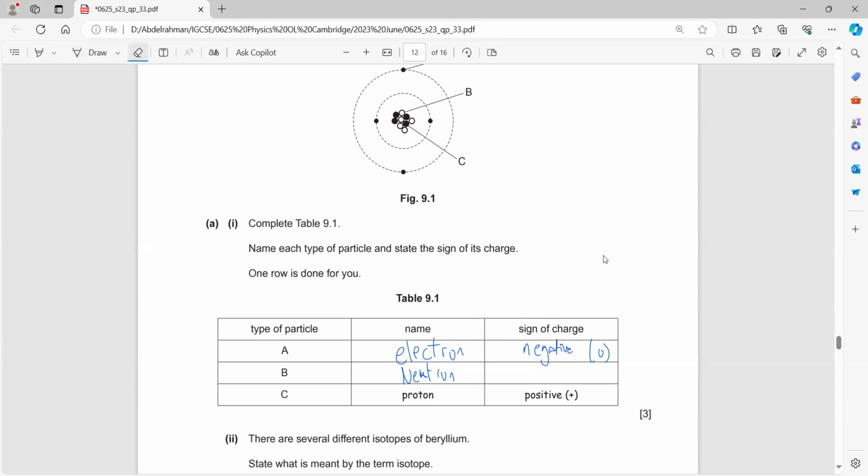Negative. Okay. And here it is neutral. Can we write zero? Yes, you can write down zero. Okay.